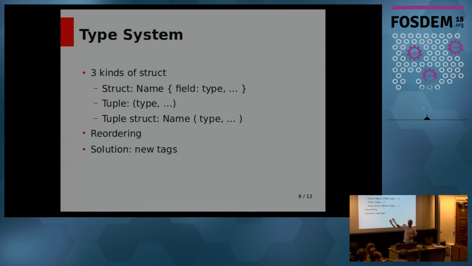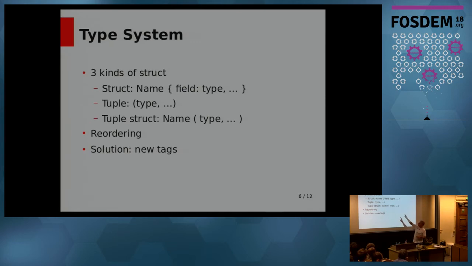So I think the solution's obvious here. Let's add some new tags, right? Currently, in GDB, what we do is we try to guess which one it is by looking at the names of fields. But that sort of thing falls down if you have a structure or a tuple with no members. There are no fields to examine, but it still might matter which one it actually is.